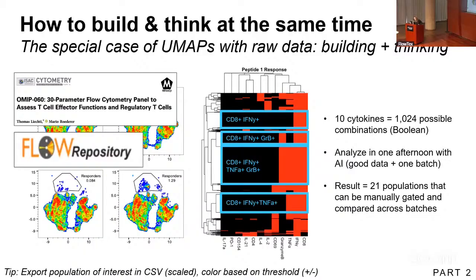And I just want to say that this beautiful example came from OMIP 60, one of my favorite OMIPs, and I could download the data from Flow Repository. If people don't know about this resource, go to Flow Repository and practice doing all these different analyses with great data. It can also show you what great data looks like if you're new and you're not quite sure.